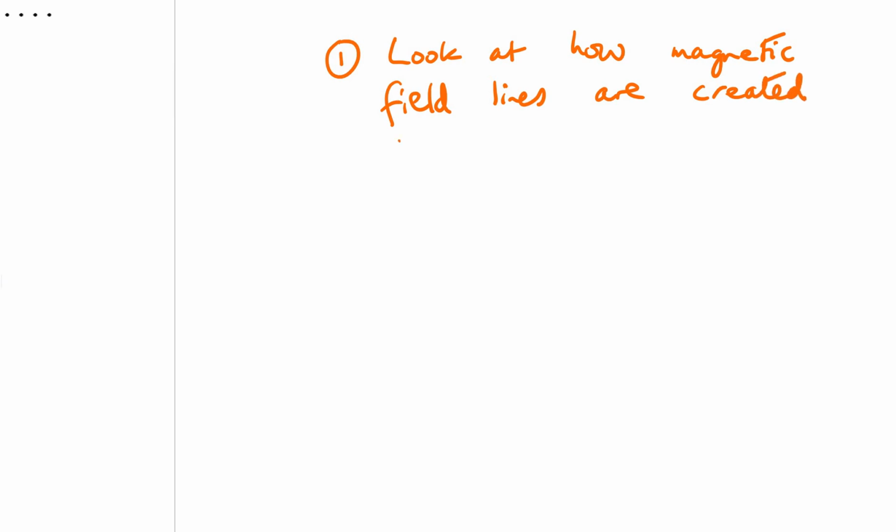Look at how magnetic field lines are created around a simple bar magnet. This is a permanent magnet. It's always got magnetic field lines around it. Now, you could sprinkle iron filings over the bar magnet. You could use a compass that points north, east, south or west.